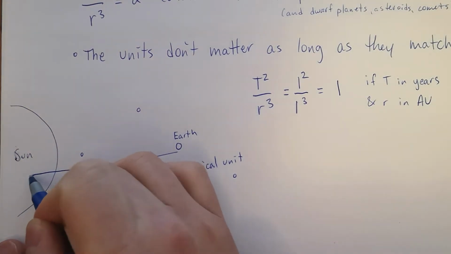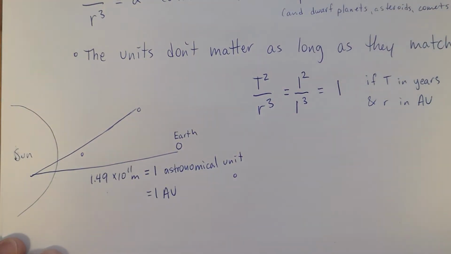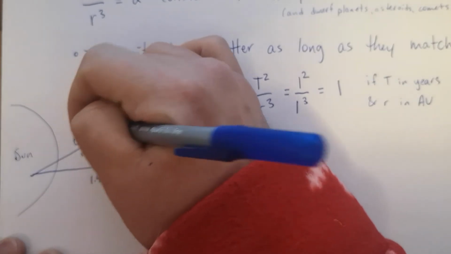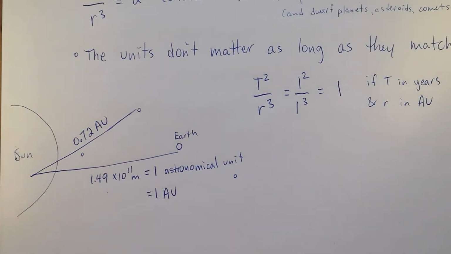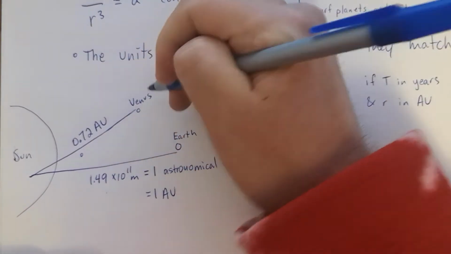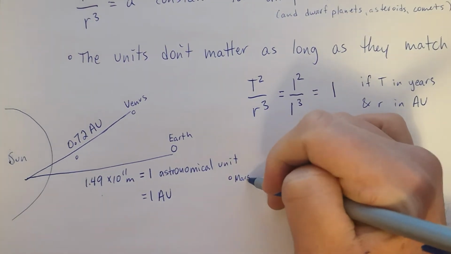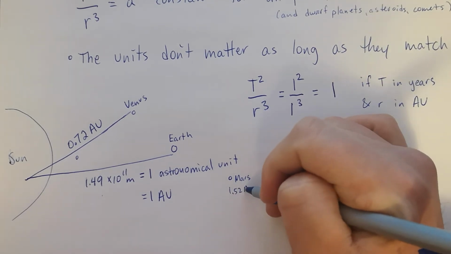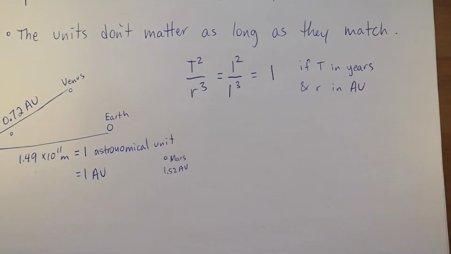Okay. This is Venus. I could write its orbital radius in meters, but I don't know what it is. I do know that it's about 72% the full distance from Earth to the sun. So this is Venus. If it's 72% as far, that's 0.72 AU. That's why I like AU so much. Mars is at about 1.52 AU. All right. So just knowing that, we can very quickly find some cool stuff out.